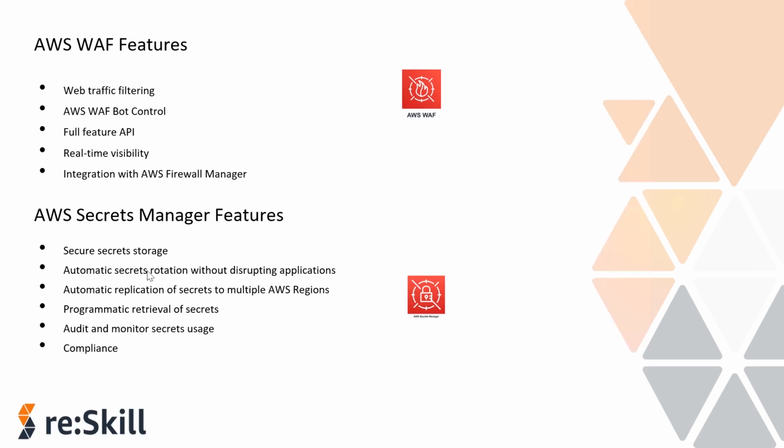Next, we have automatic secrets rotation without disrupting applications. This is another feature where we can rotate the secrets on a schedule or on-demand basis using the Secrets Manager console, CLI, or SDK. For example, for a database password, we provide the database type, rotation frequency, and the master database credential when we are storing those things into Secrets Manager.